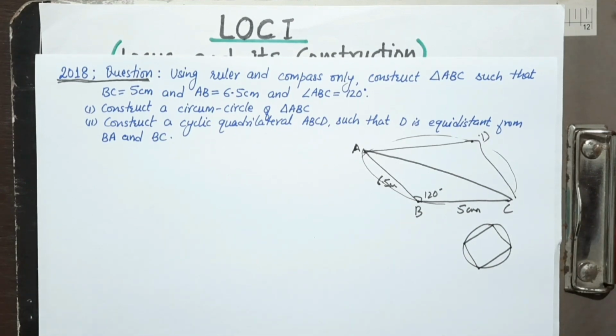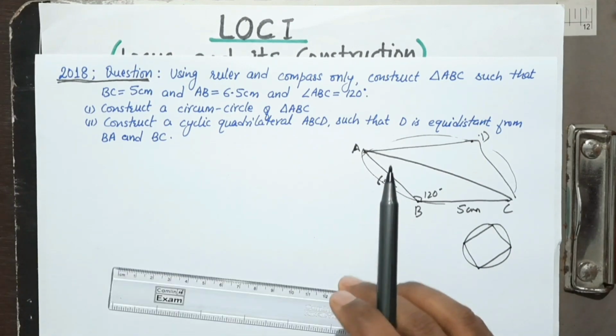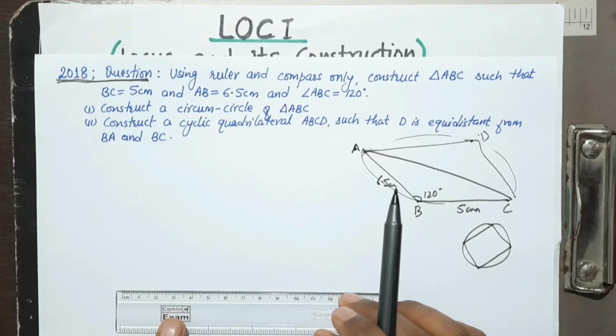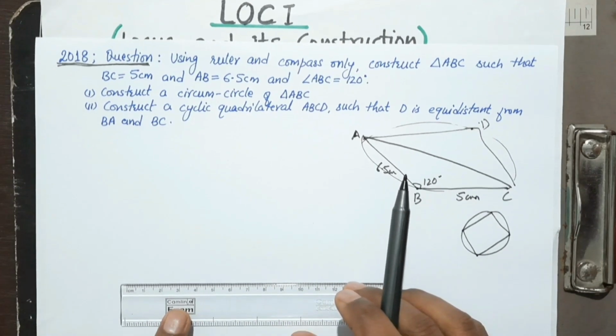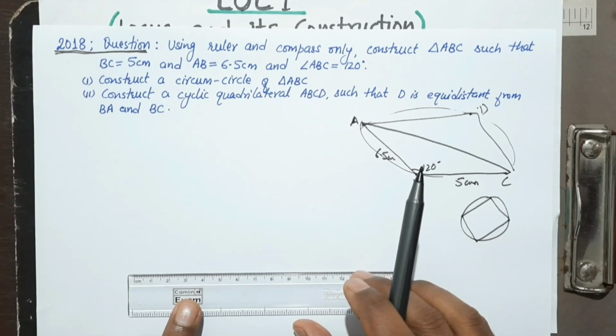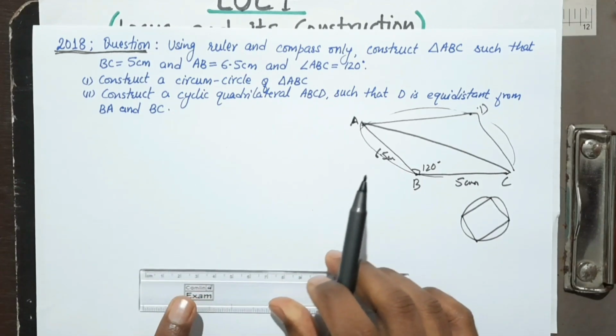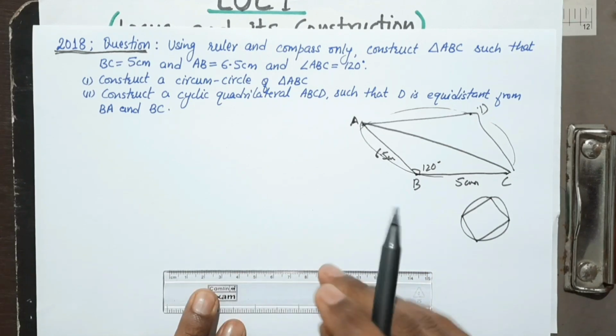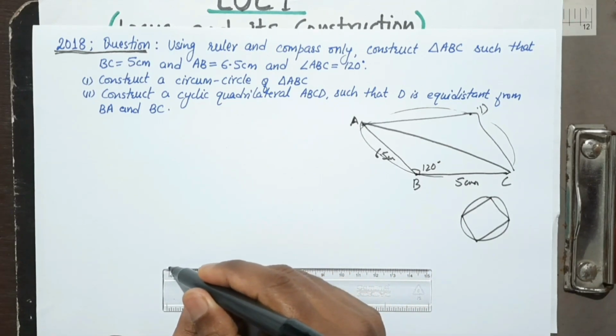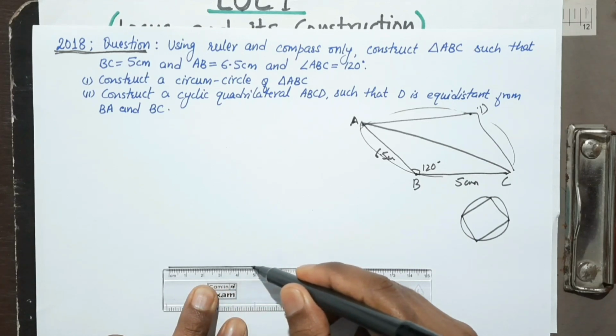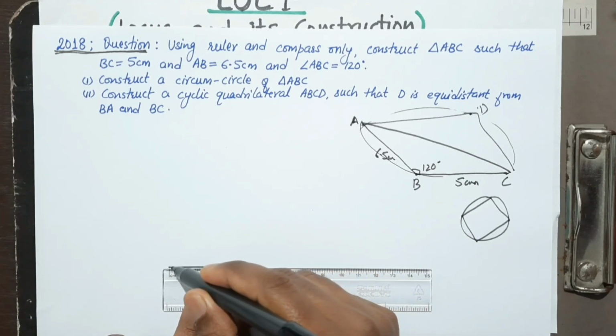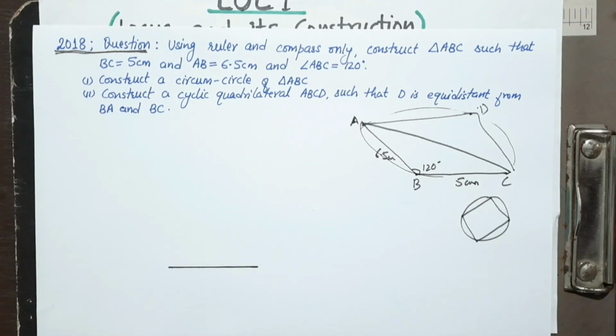Okay, so let's start. First we are going to draw base BC as 5 centimeter. So first base BC. I'll draw from here. So this is base BC, 5 centimeter. Now let us mark the points. This is B, this is C, and it is 5 centimeter.